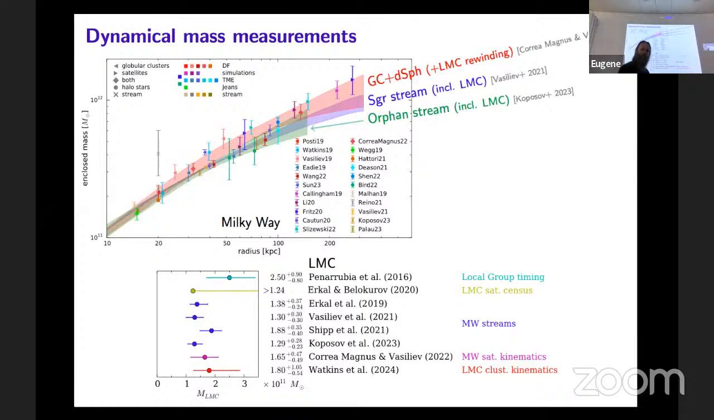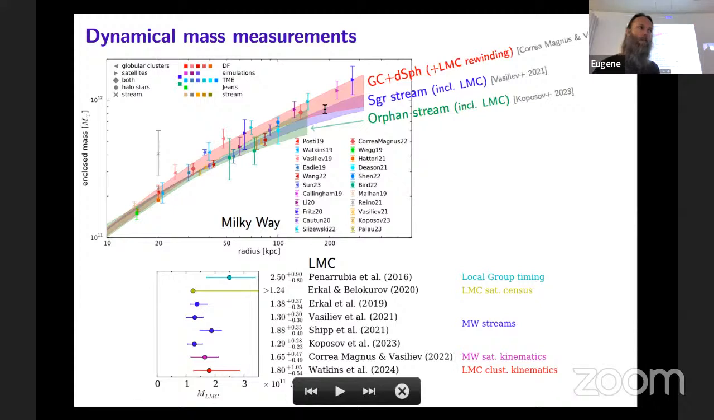Here is the compilation of studies from recent years. Obviously, this work has been going on for many years, but here I'm showing only the compilation of studies on the enclosed mass of the Milky Way as a function of radius from different tracers and different methods, Jeans equations, distribution function models, and so on. And they more or less paint a coherent story. The enclosed mass keeps growing. The virial radius of the Milky Way would be somewhere here, and the virial mass is about 10 to the 12 solar masses, as I already mentioned.